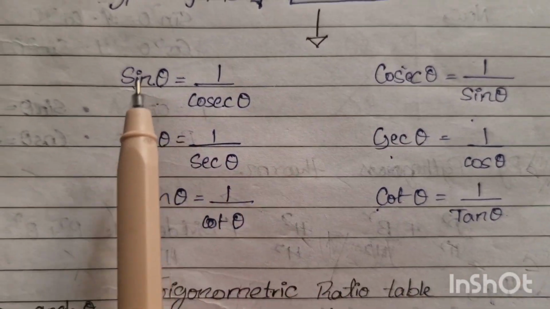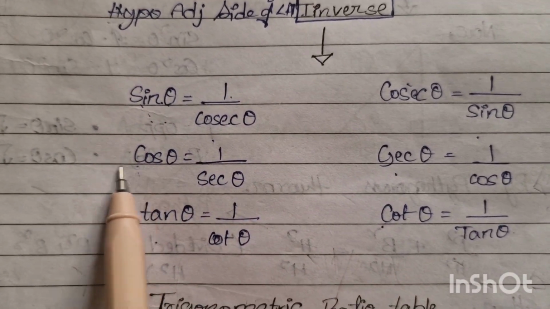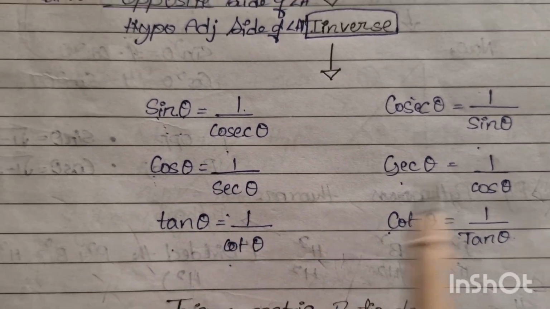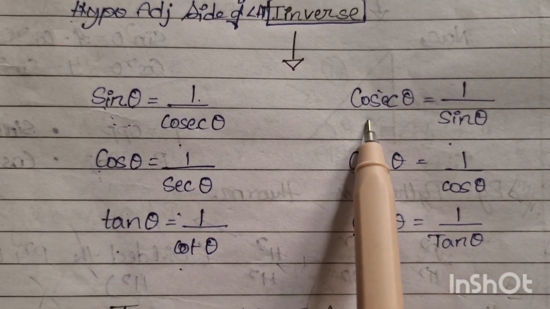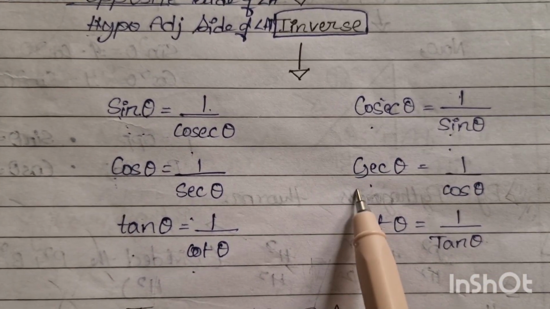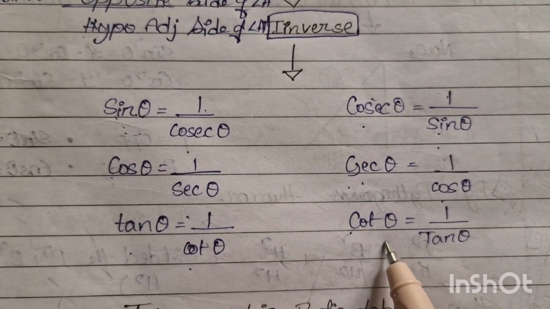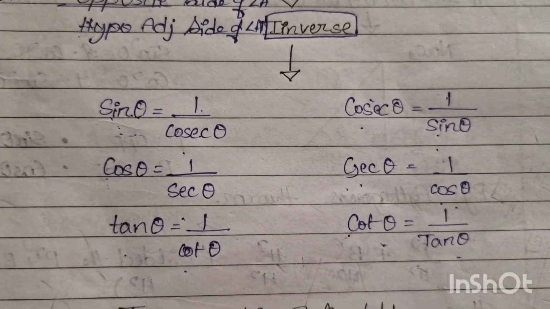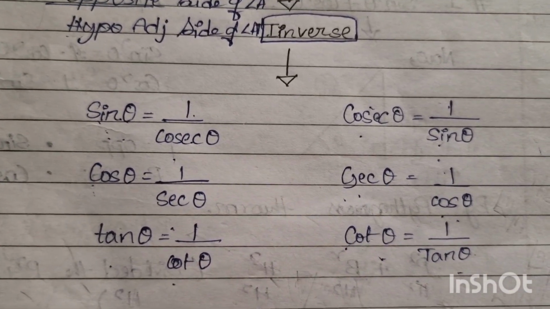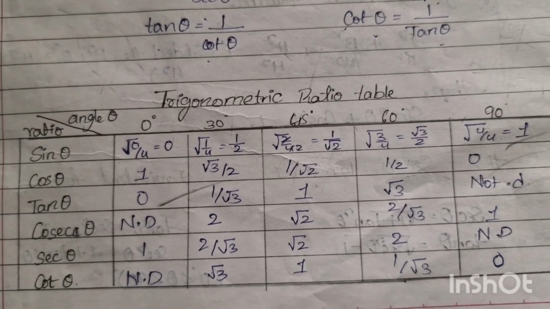So here sin theta is equal to 1 by cosecant theta. Cos theta is equal to 1 by secant theta. Tan theta is equal to 1 by cot theta. Cosecant theta is equal to 1 by sin theta. Secant theta is equal to 1 by cos theta. Cot theta is equal to 1 by tan theta. So these are the inverses. Please remember them.